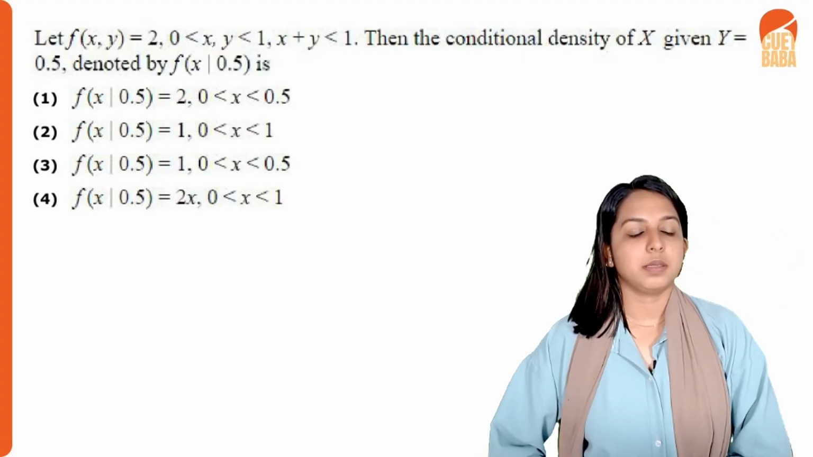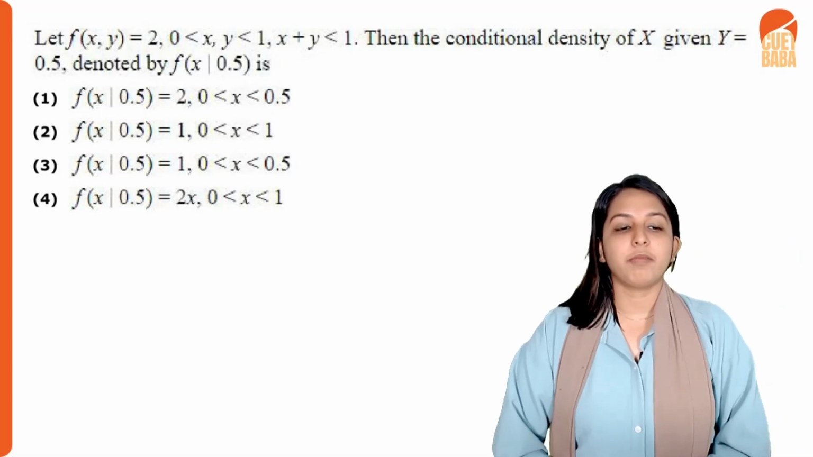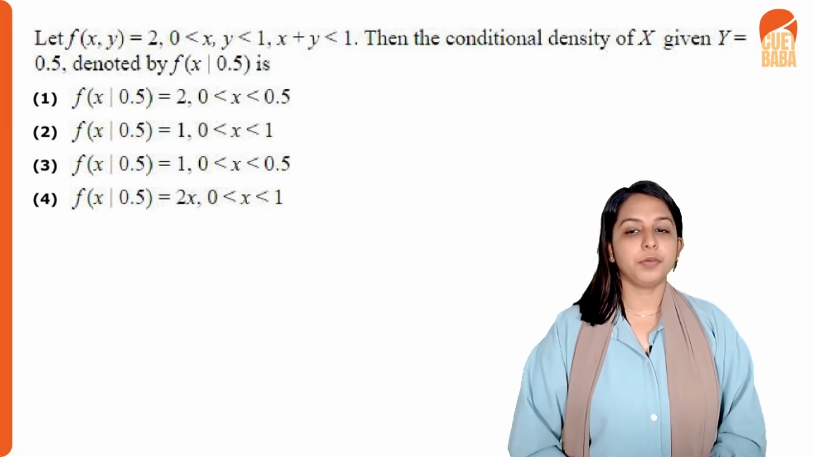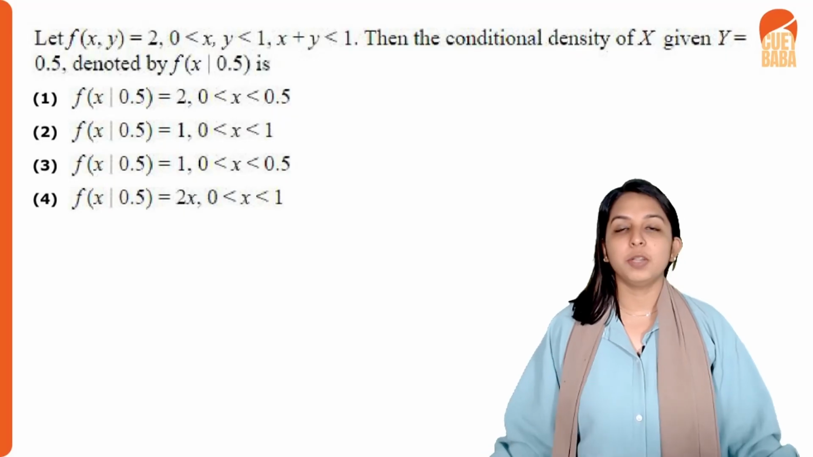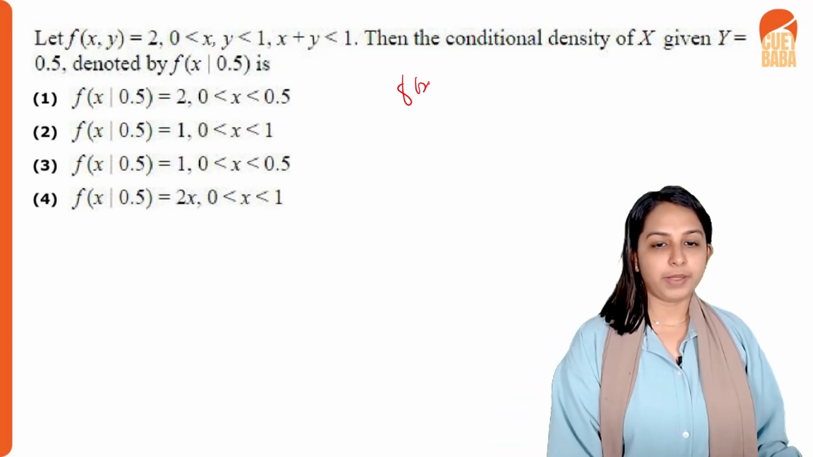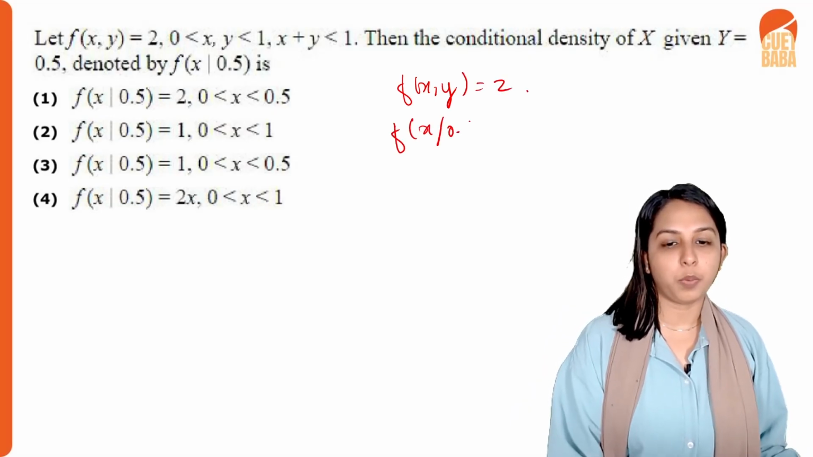Let f of x,y be equal to 2 for 0 less than x, y less than 1 and x plus y less than 1. Then the conditional density of x given y equal to 0.5, denoted by f of x given 0.5, will be. That is, f of x,y is given as 2. We have to find out f of x given 0.5.